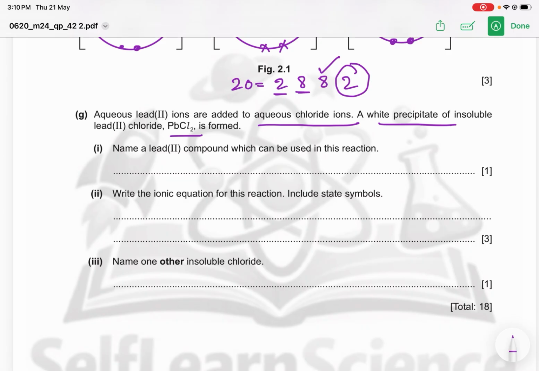So you have to remember the solubilities of the salts, that is sulfates, nitrates and all the halides, either chloride, bromide or iodide. You have to remember that all the nitrates of all the elements are soluble. So we are going to use here lead nitrate. So we will be using lead 2 nitrate.